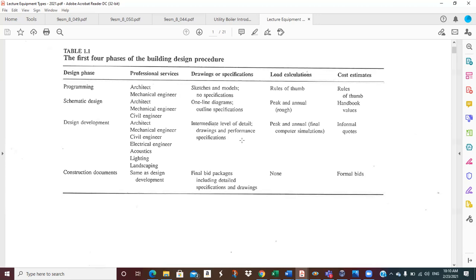That's okay. All right. The other way, and I don't have a slide or a figure on this, is called design build. With the design build approach, the owner goes and hires a contractor.